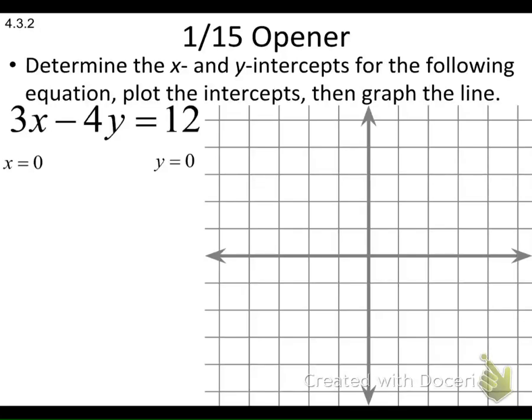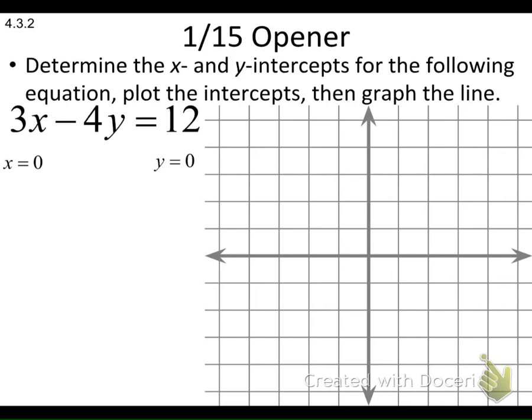Okay, so our directions today's actually the 16th, but we're doing yesterday's opener. It says determine the x and y intercepts for the following equation. Then we're going to plot the intercepts, then graph the line. So the first thing that we need to know is what the y-intercept's going to be, what the x-intercept's going to be. We're going to get two ordered pairs, and then with those ordered pairs, we're going to graph them.